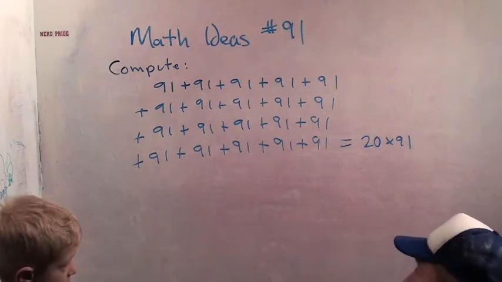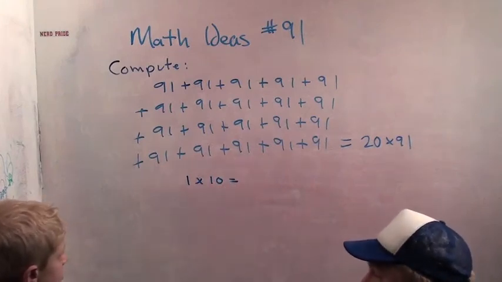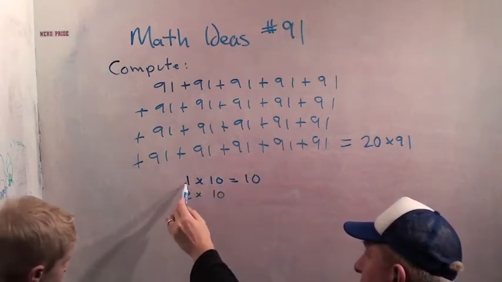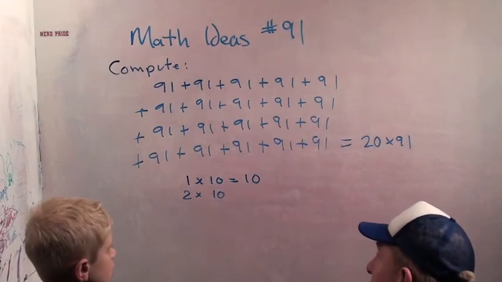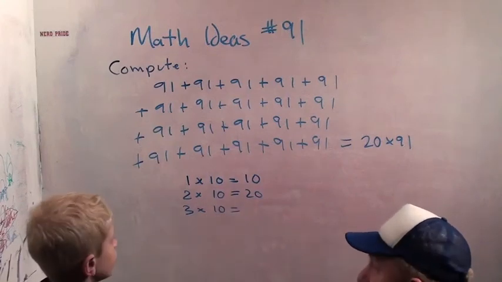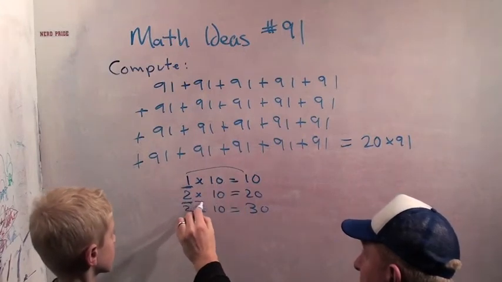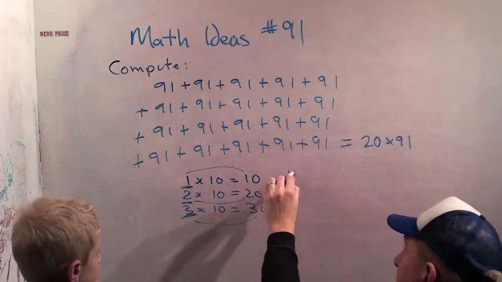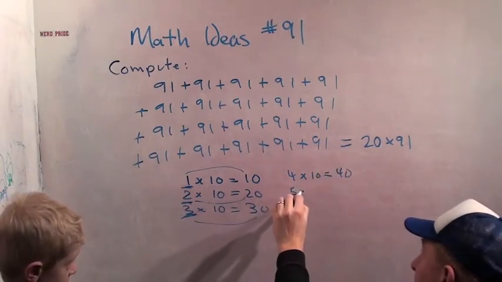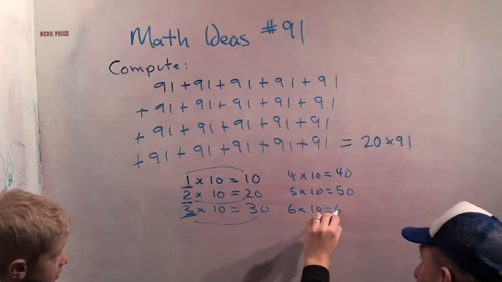So what does 1 times 10 equal? 10. Good job. When I take 2 and I multiply by 10, I get 20. When I take 3 and I multiply by 10, I get 30. So 1 turns into 10, 2 turns into 20, and 3 turns into 30. What does 4 turn into? 40. How about 5? 50. And how about 6? 60. Do you see a pattern?